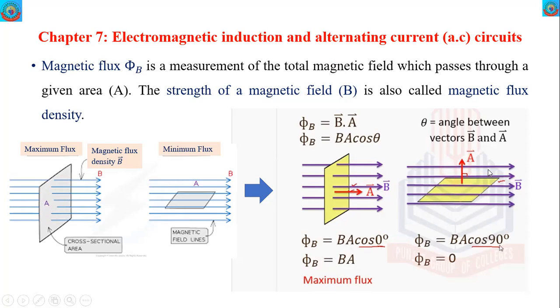The other one is the zero flux condition. When the perpendicular to the area is upward and the area is lying in this position, then the angle between the area and the magnetic field strength is 90 degrees, so the flux will be 0. This is called the minimum condition.